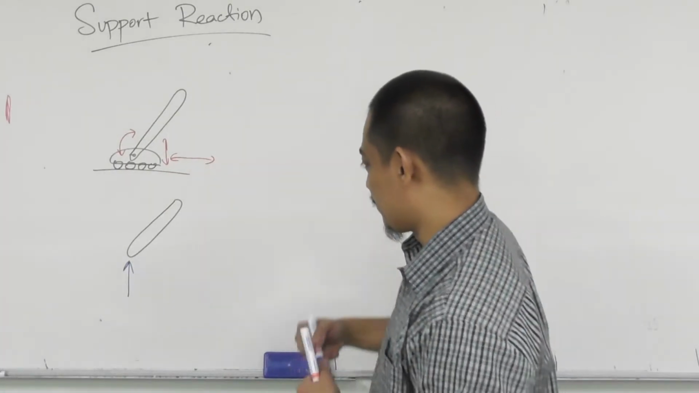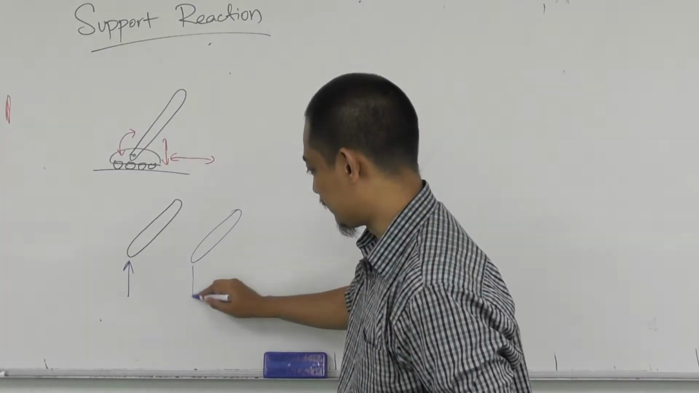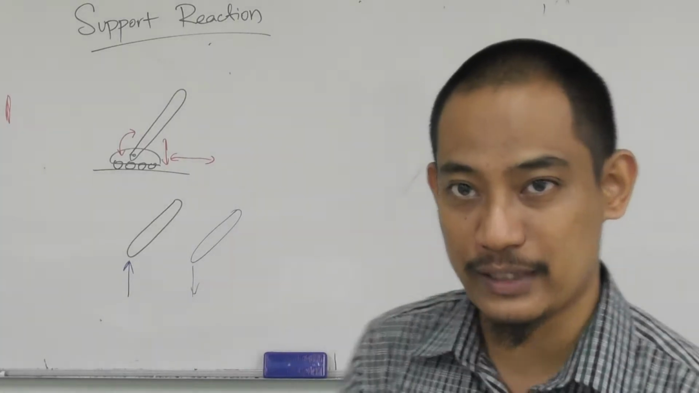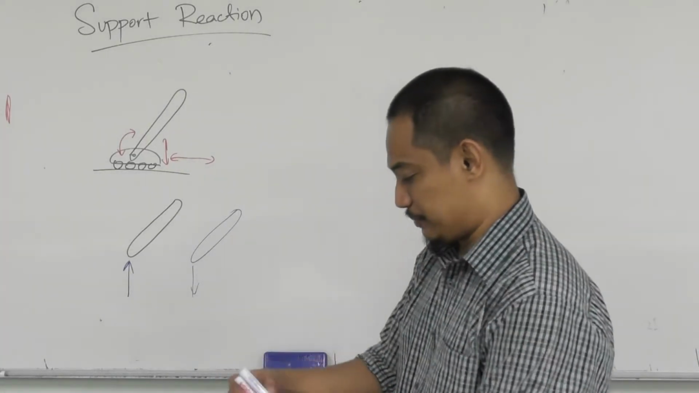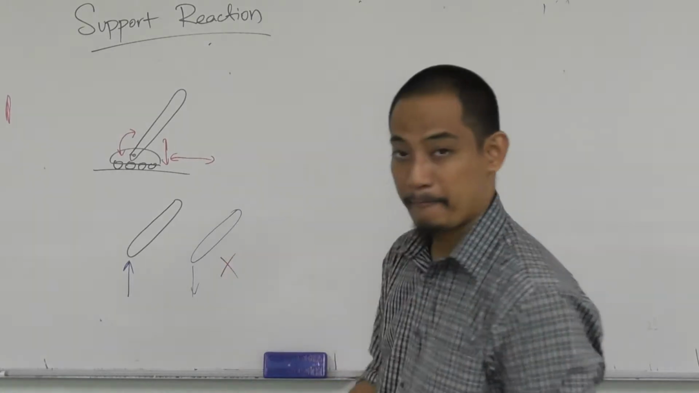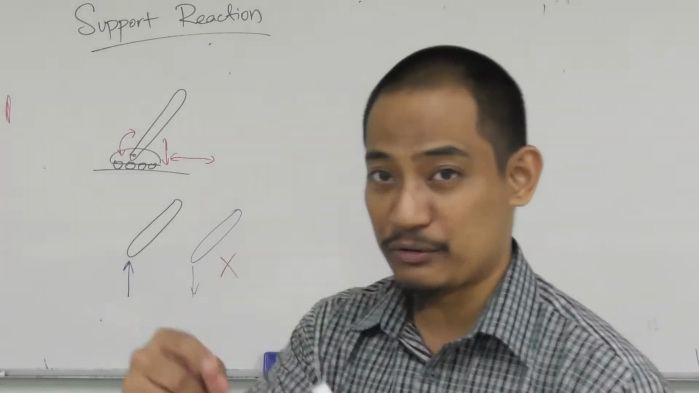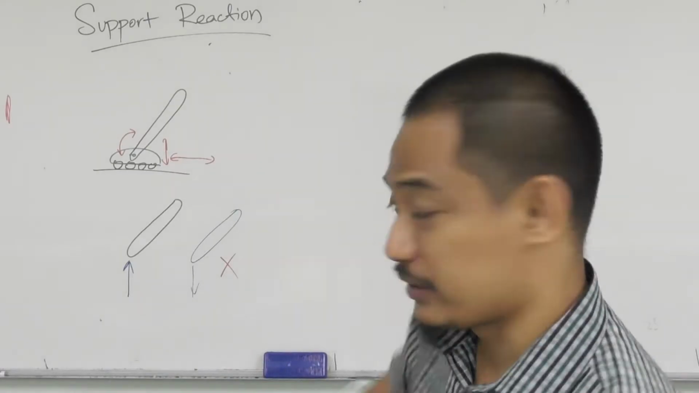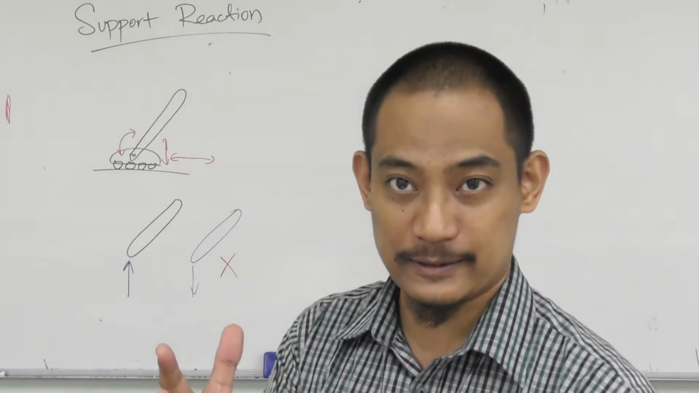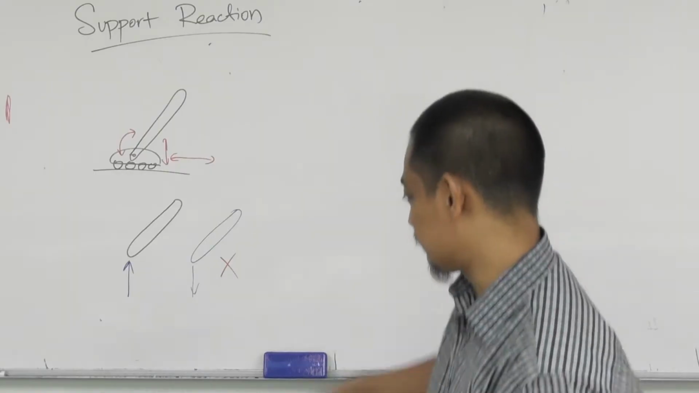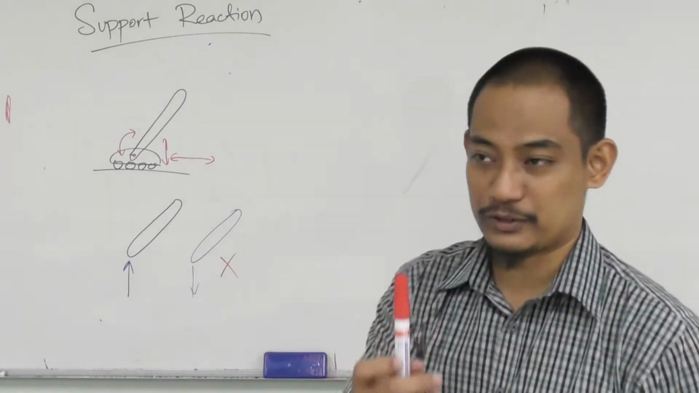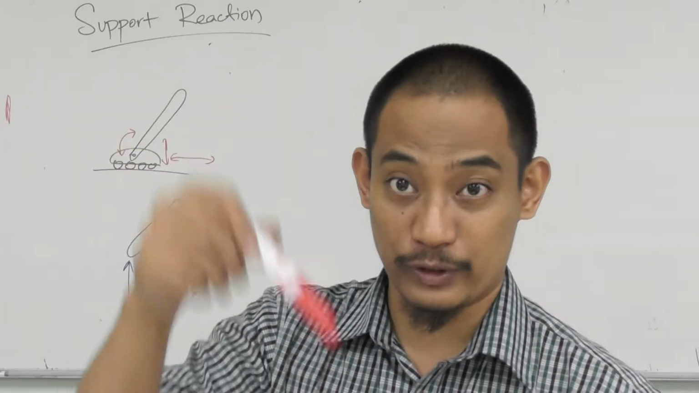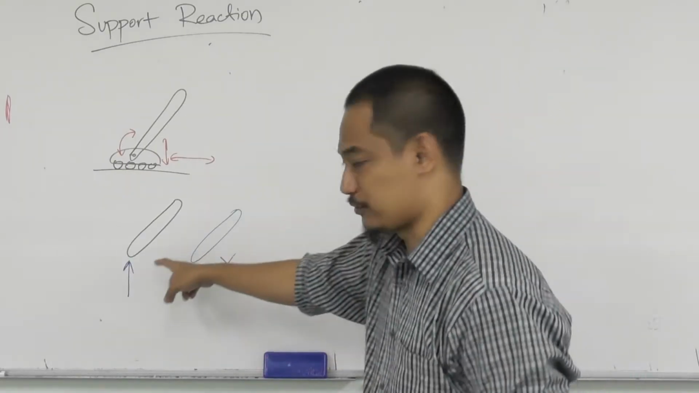Now, if you draw the arrow going down, this will be wrong. Why? Because the ground will never ever pull that thing down. It doesn't make sense. Understand? So it cannot go down. The force can only go up, preventing it from going down. So that's how we draw it, right?